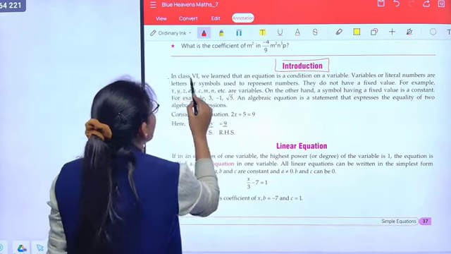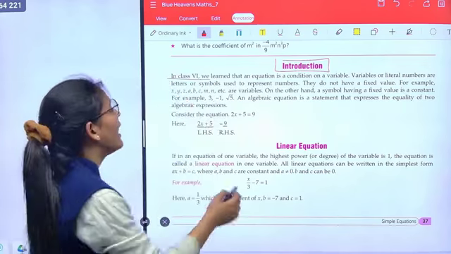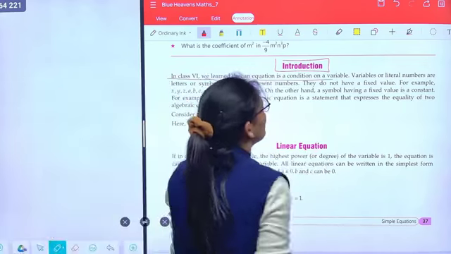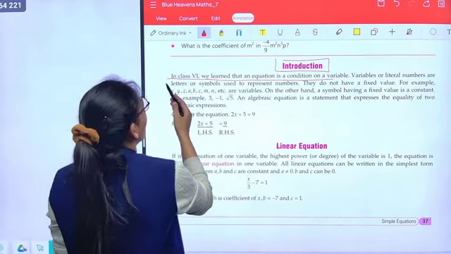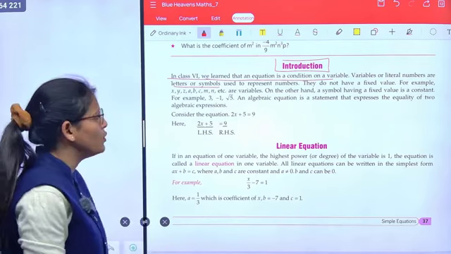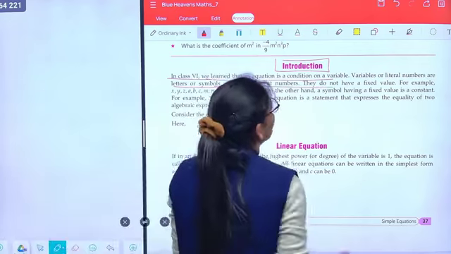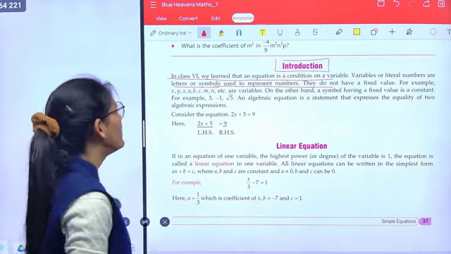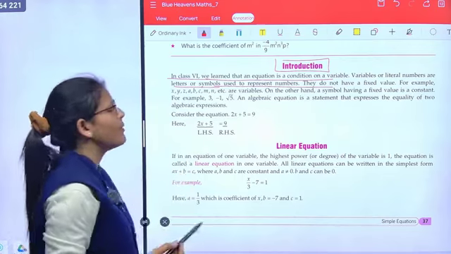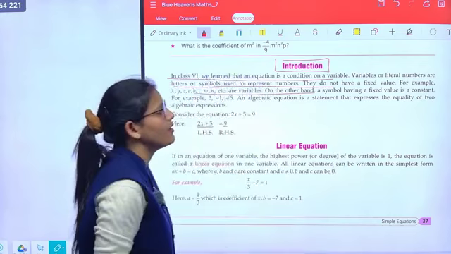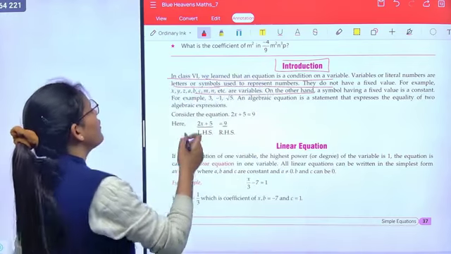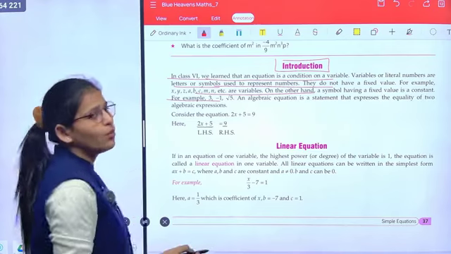Introduction. In class 6 we have learned that an equation is a condition on a variable. Literal numbers or letters or symbols are used to represent numbers. They do not have a fixed value. For example, x, y, z, a, b, c, m, etc. are variables. On the other hand, a symbol having a fixed value is a constant. For example, 3, minus 1, root 5.